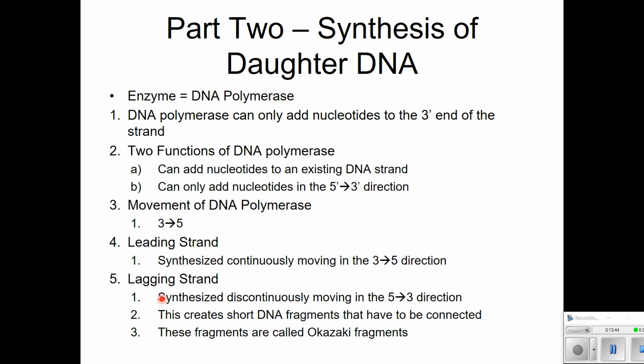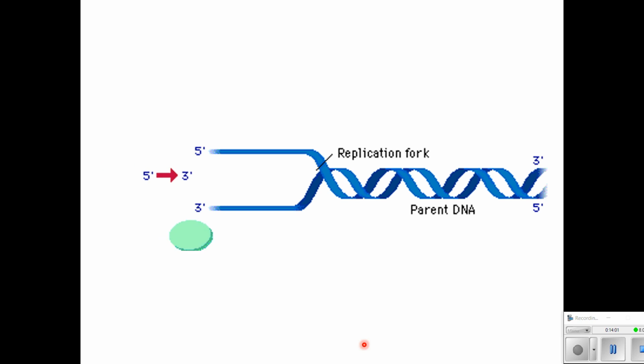So the lagging strand is made discontinuously with breaks. This creates short DNA fragments that have to be connected together. These fragments are called Okazaki fragments after the person that discovered them. Let's figure this out and see how it is different.